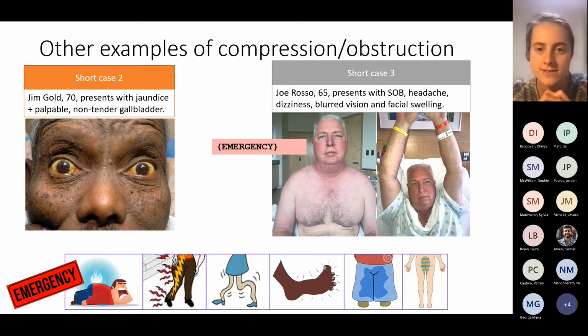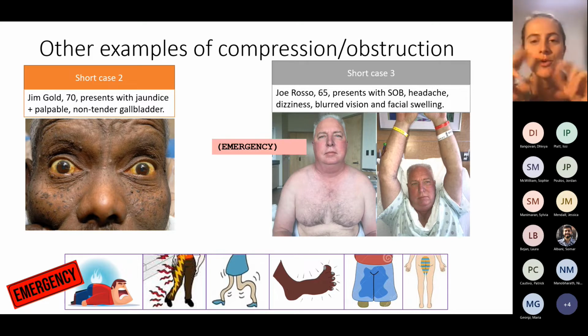So does anyone know any other examples of where we might see compression or obstruction that has an oncological basis, where a tumour is compressing or obstructing something and a patient might present with spinal cord compression? Excellent, that's a good one. We'll definitely come to that later. So the ones I came up with, yes, SVCO, excellent. Who knows what's going on here? Oh yeah, I didn't get that one. Well done, Sylvia.